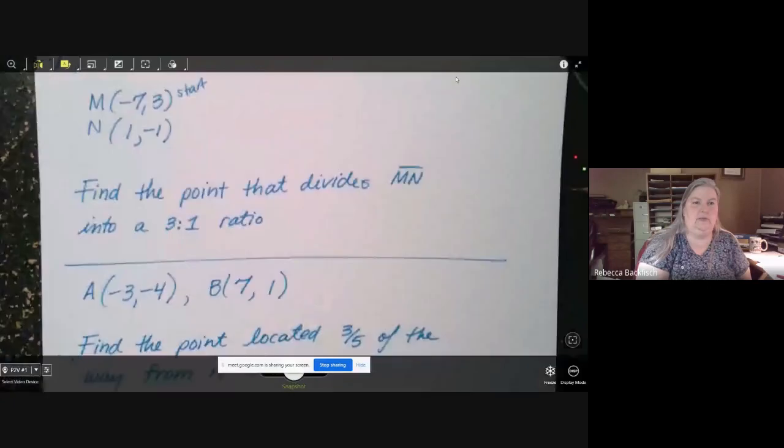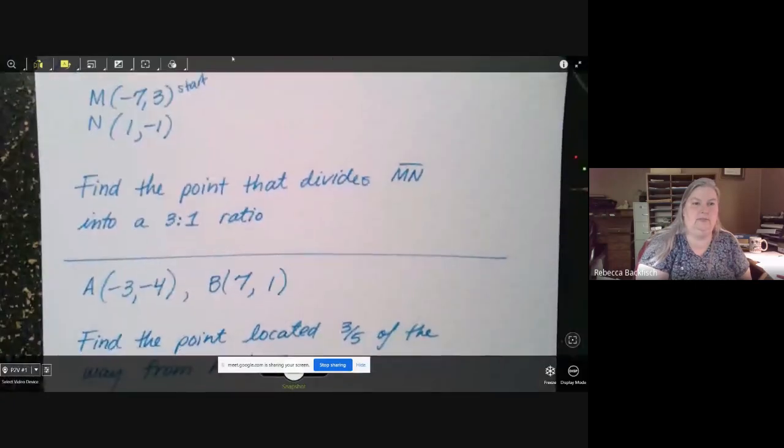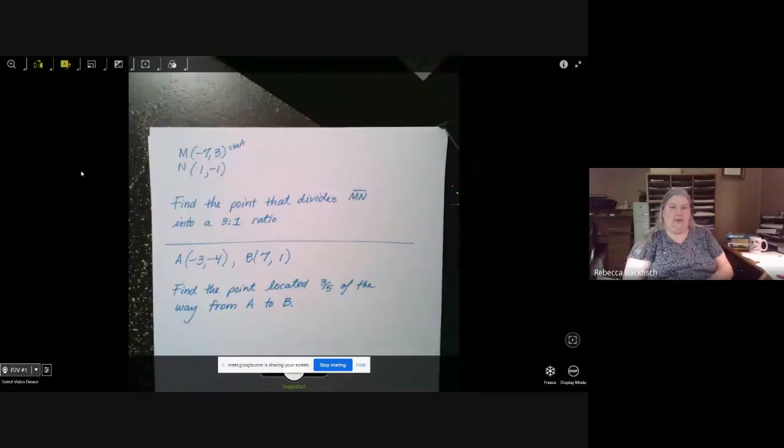See if I can give you a better screen. There we go. So two problems.